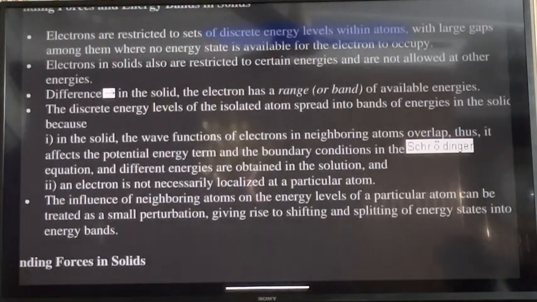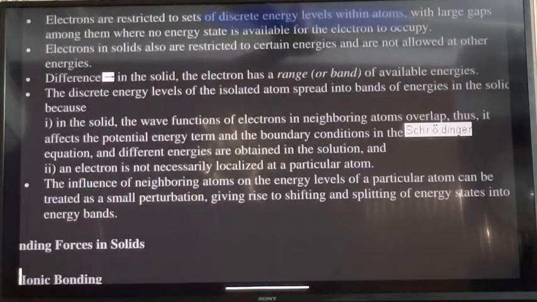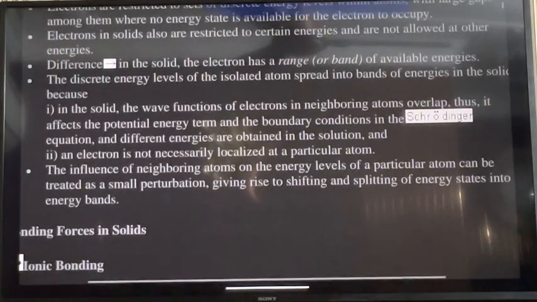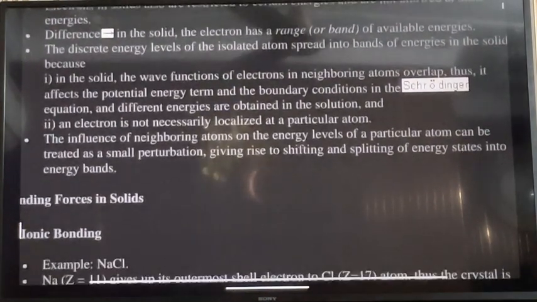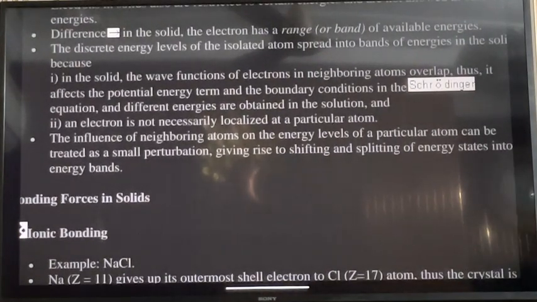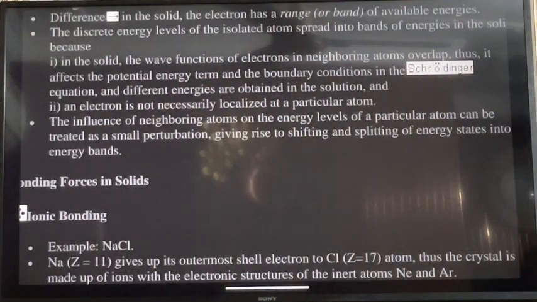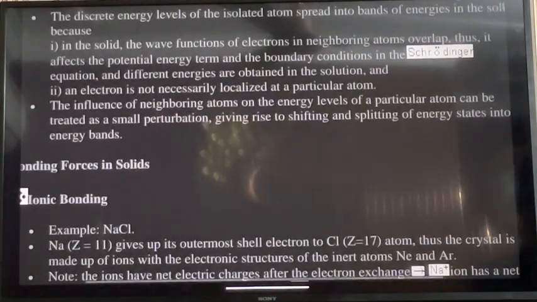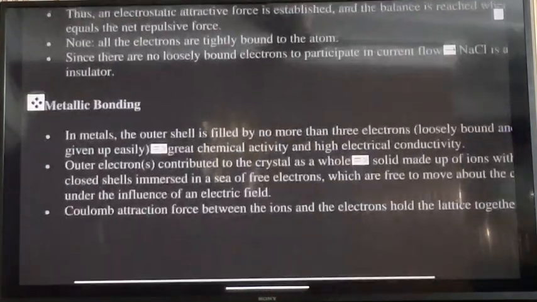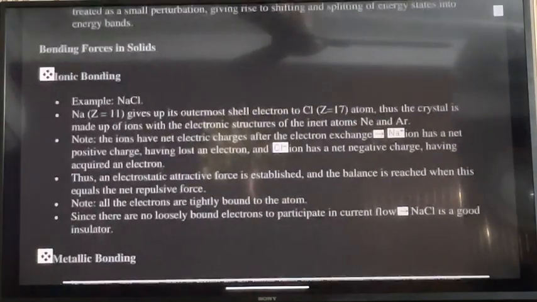However, what happens in a solid is that these wave functions start to overlap. The electron wave functions from neighboring atoms overlap, and this affects the potential energy and the boundary conditions in the Schrodinger equation, and different energy levels are obtained. Also to be noted is that an electron is not necessarily localized in a particular atom inside a solid. These can be treated as a small contribution, giving rise to shifting and splitting of energy states into energy bands.